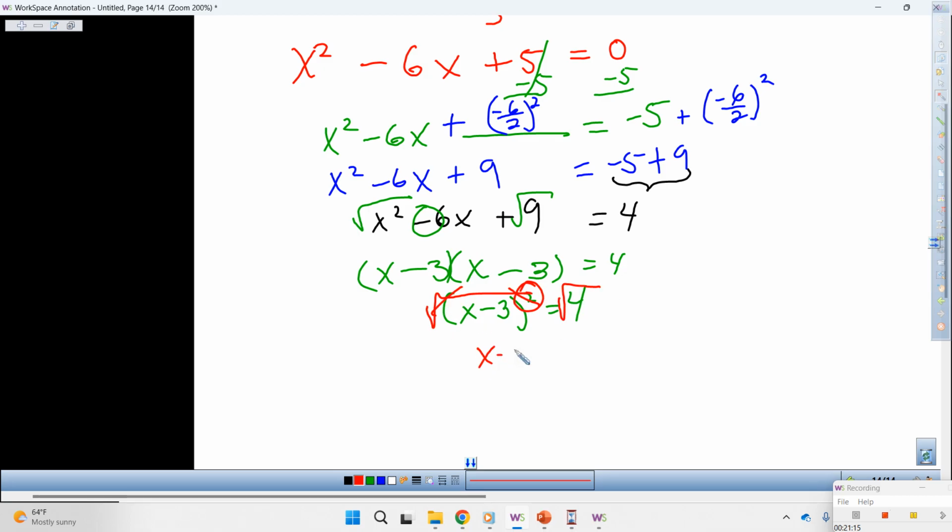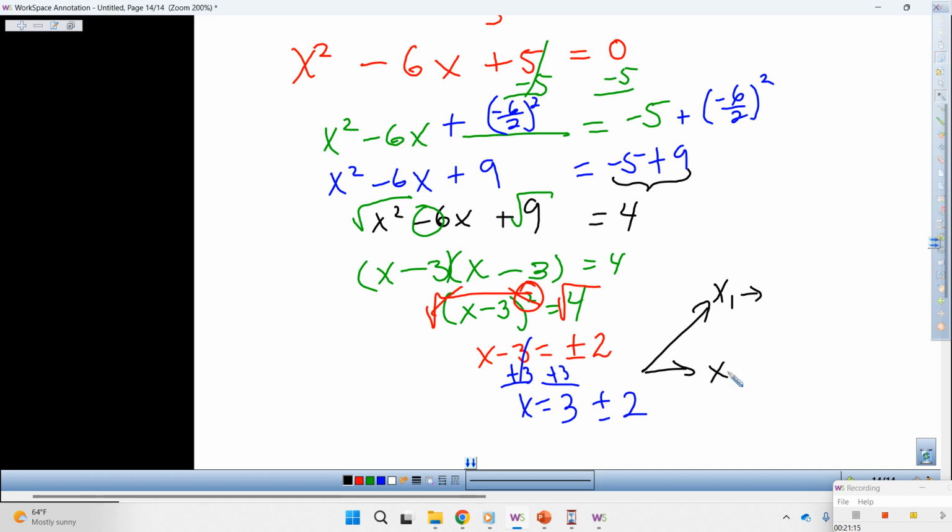That is x minus 3 equals plus or minus. What is the square root of 4, everyone? 2. Okay. Next step. Monsen. Add 3 to both sides. x equals 3 plus or minus 2. And now we just need our two equations, x sub 1 and x sub 2.